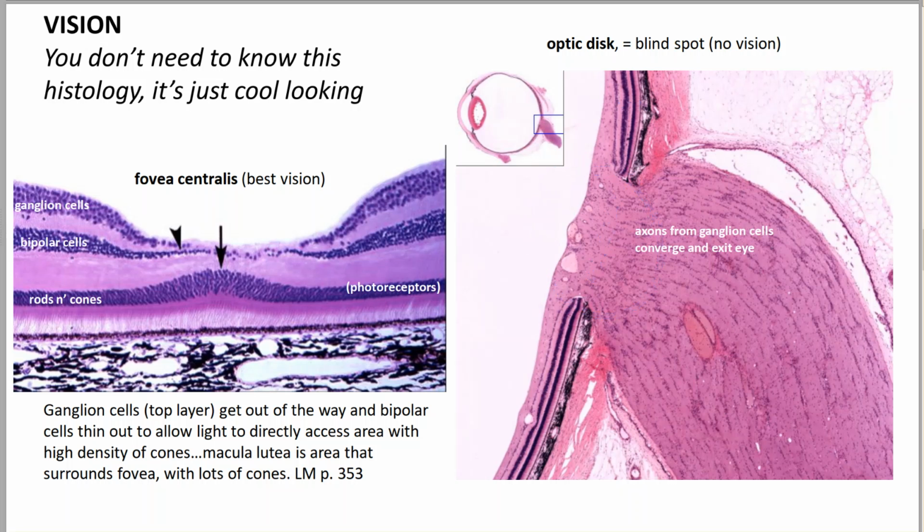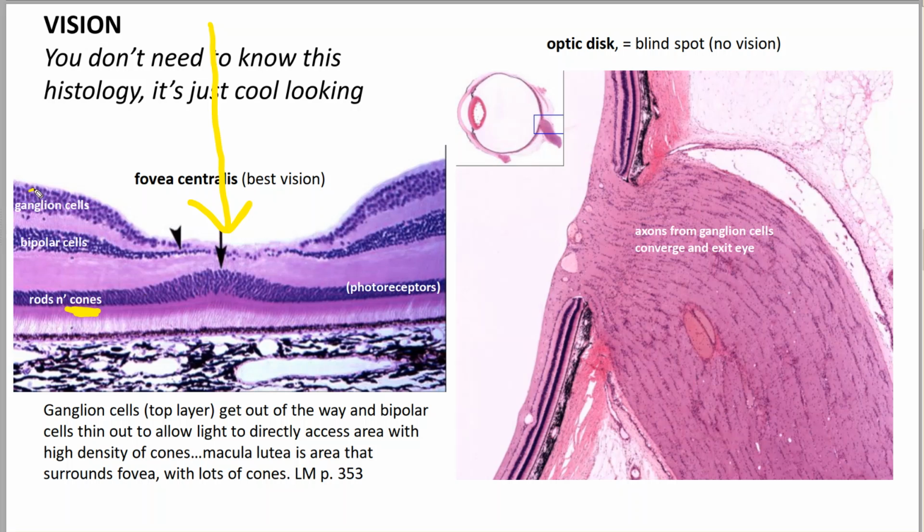Fovea centralis, on the other hand, is kind of the exact opposite. It's a pit in the retina. And so imagine if light is coming in this direction, right? We want the densest area of cones is in the fovea centralis. And so we have really acute vision right here.